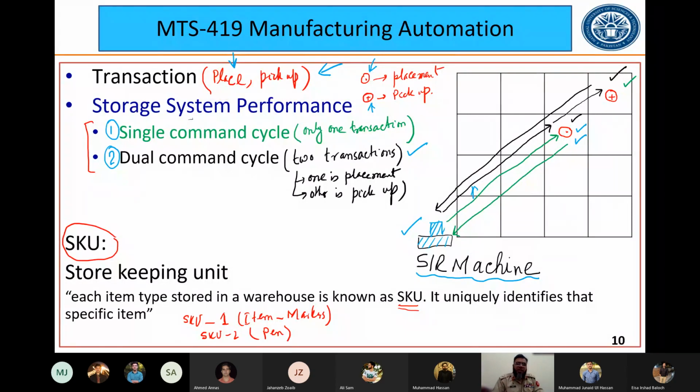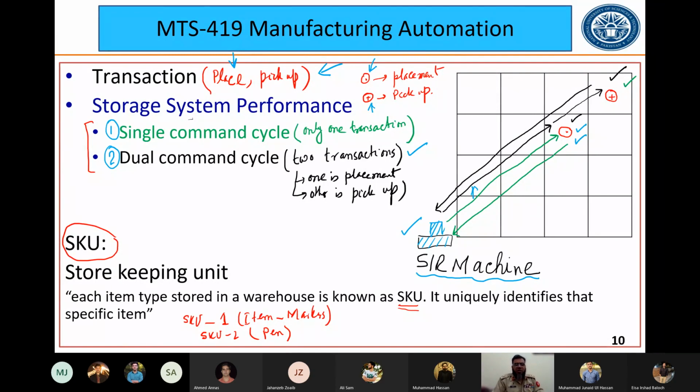Okay, tell me, are you people clear about the single command cycle and dual command cycle? What you need to remember in these two command cycles is that one transaction is carried out in a single command cycle and two transactions are carried out in a dual command cycle.